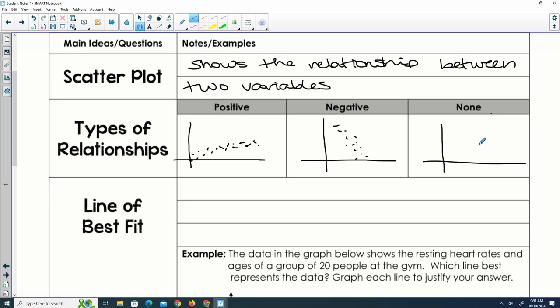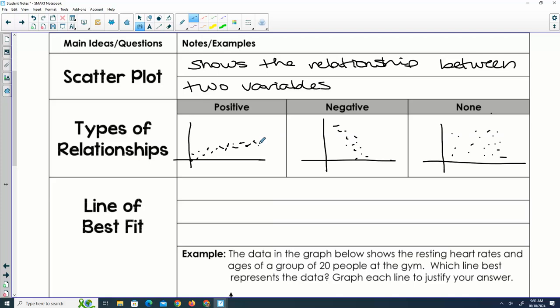It's also possible that we see no relationship at all. We just have a random assortment of points. I can't really tell if those points are trending up or trending down. So we can look at the graph and tell. Increasing, positive; decreasing, negative. If it's just random points, there is no relationship. If it looks like a line, we can create an equation for that data.